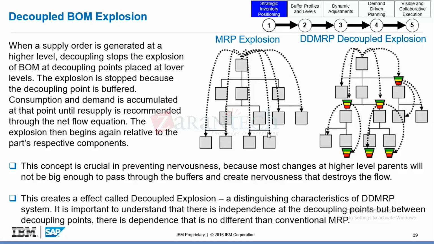The concept is preventing nervousness because here we assume that at the decoupling points we have the sufficient buffer. So this is basically a decoupled explosion, a distinguishing characteristic of DDMRP system. It is important to understand that there is independence. That means the entire supply chain, this procurement cycle, is independent of the decoupling points. It is delinked.